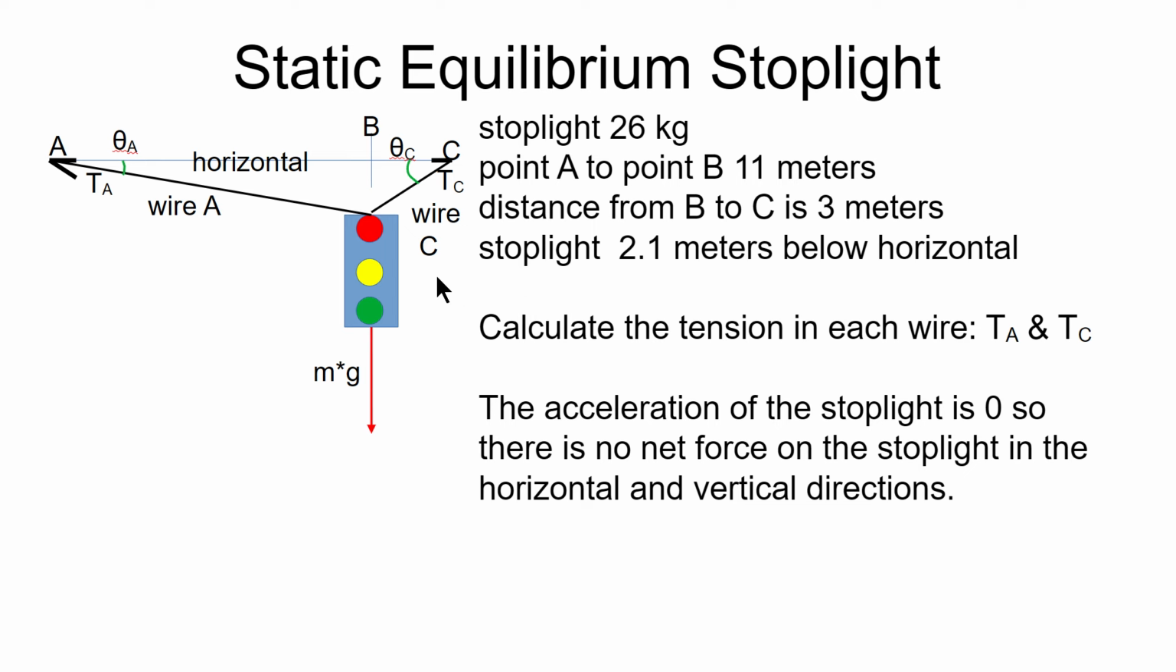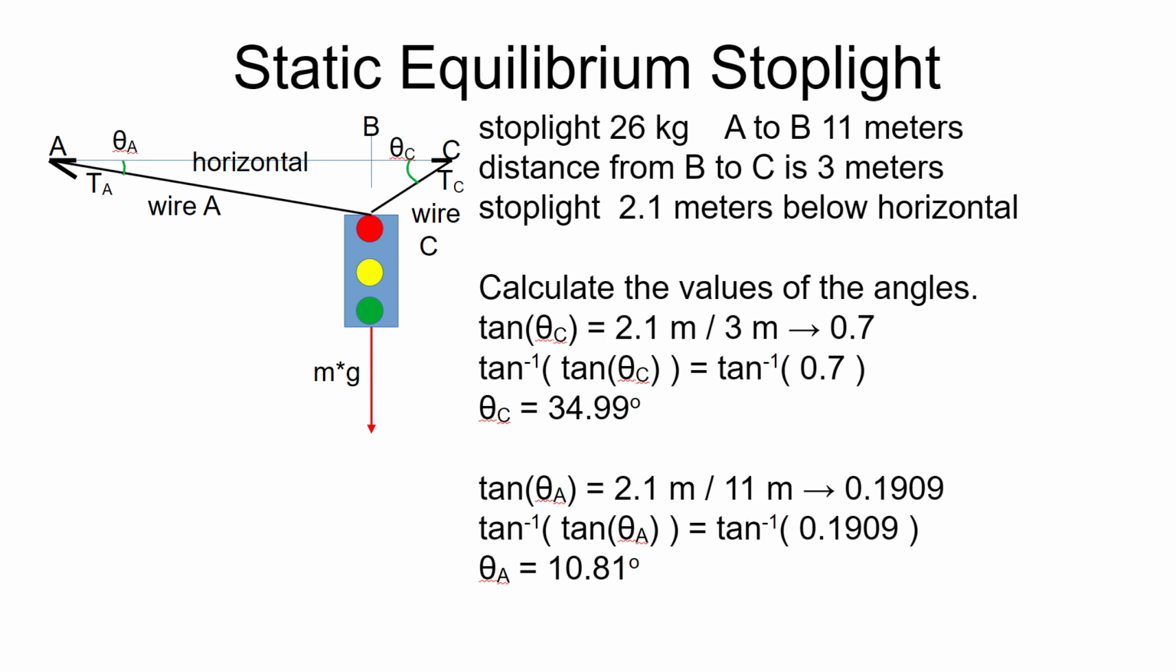Well, we observed this stoplight for a long time, and we see it's not changing its velocity vertically or horizontally. The acceleration is 0 in both the vertical direction and the horizontal direction. What do you know is the value of the net force if the acceleration is 0? The net force is 0 if the acceleration is 0. F equals ma. If the acceleration is 0, the net force is 0. And we're going to use this principle in both the horizontal and the vertical directions.